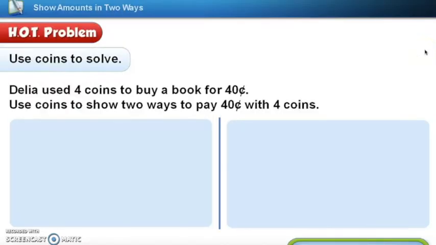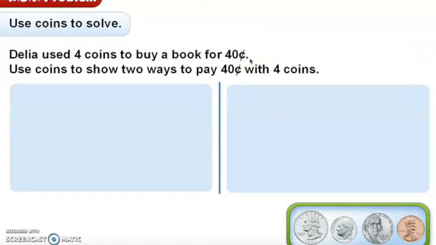Now let's look at our last problem. So it says use coins to solve. Delia used 4 coins to buy a book for 40 cents. Use coins to show 2 ways to pay 40 cents with 4 coins. So we're only using 4 coins.